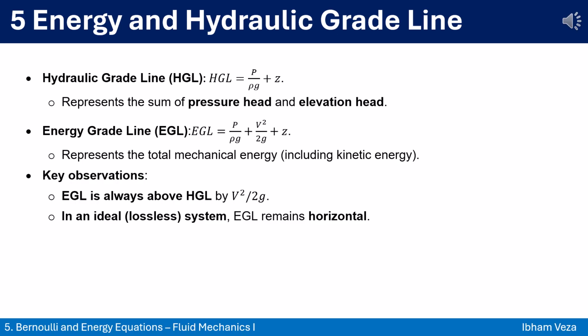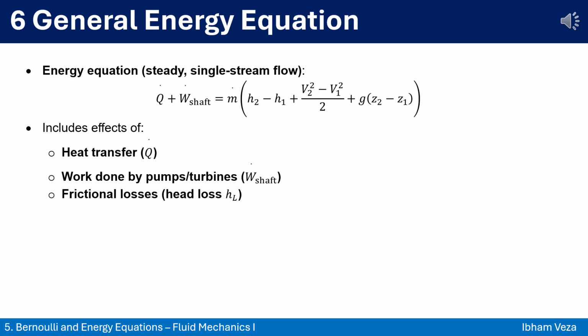EGL represents the total mechanical energy per unit weight of the fluid. Here's a key insight. In a perfect frictionless system, the EGL remains flat, no losses, no dips. But in reality, as friction kicks in, the EGL slopes downward, revealing where energy is being lost. HGL and EGL help you read the energy story of a system just like reading a topographic map for fluid behavior.